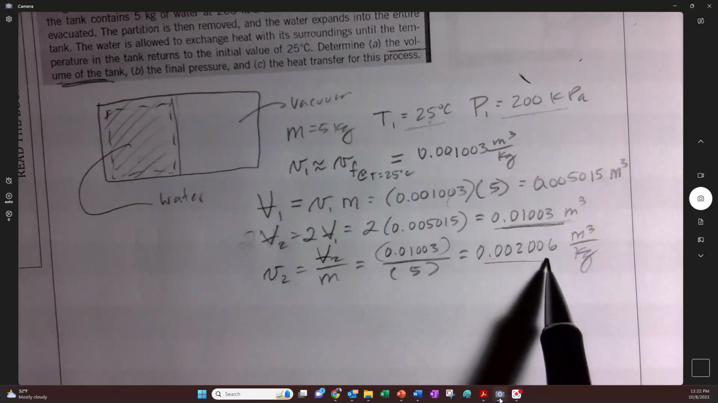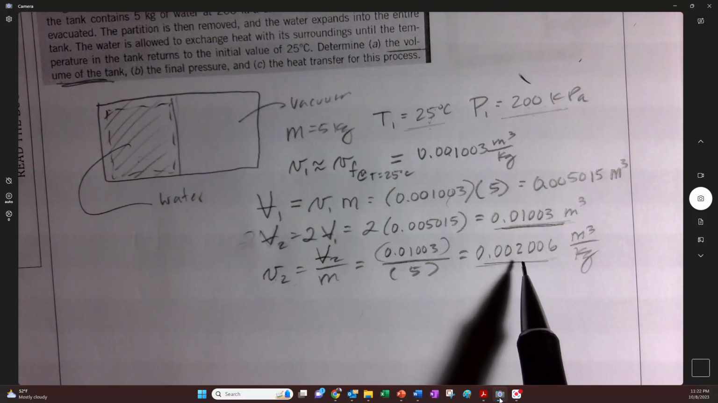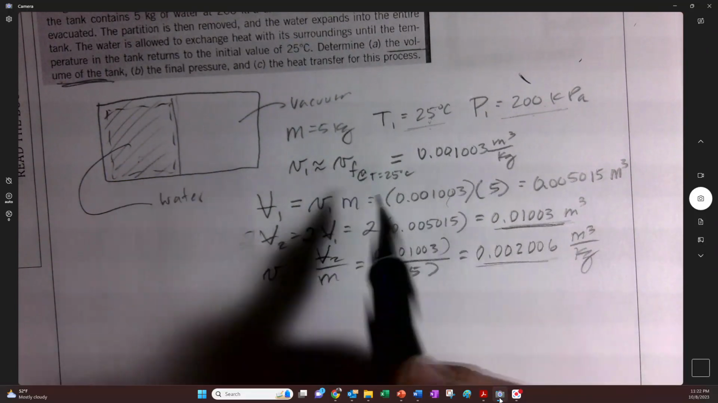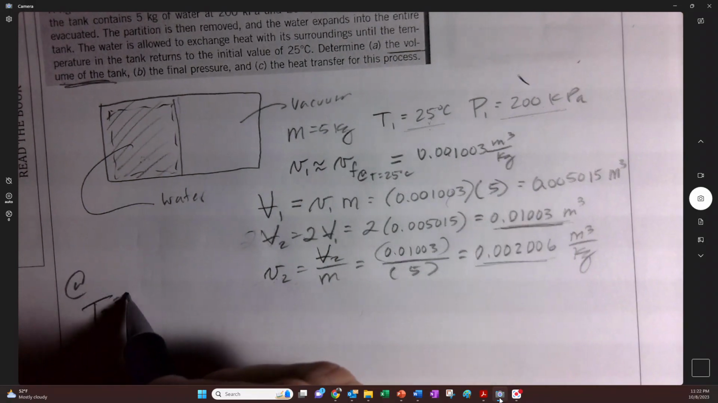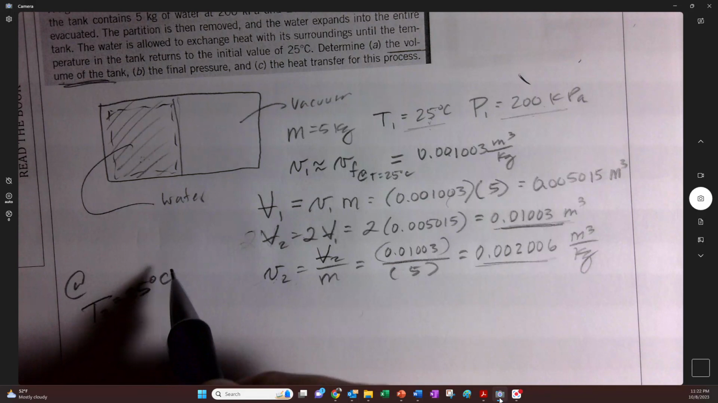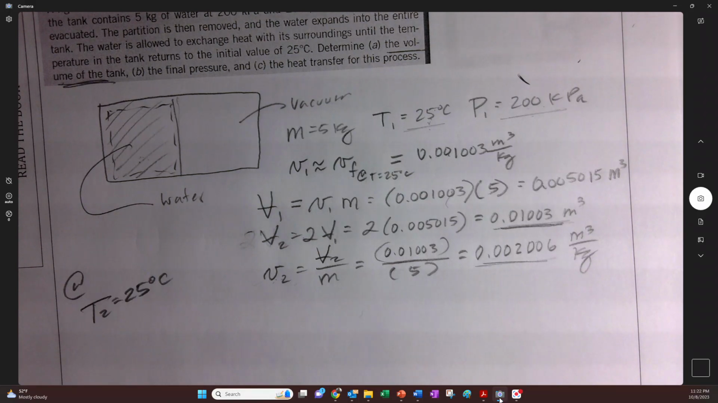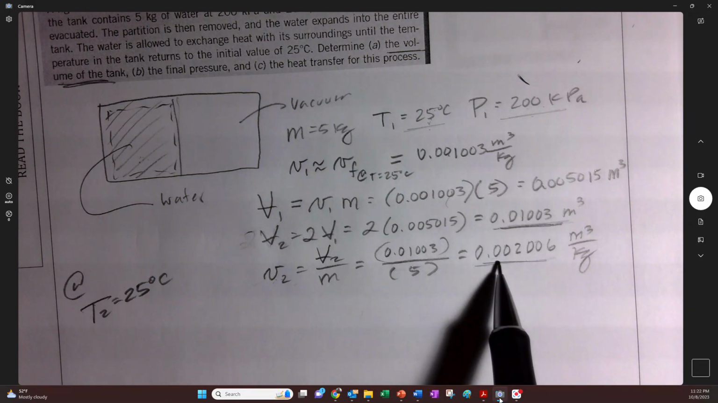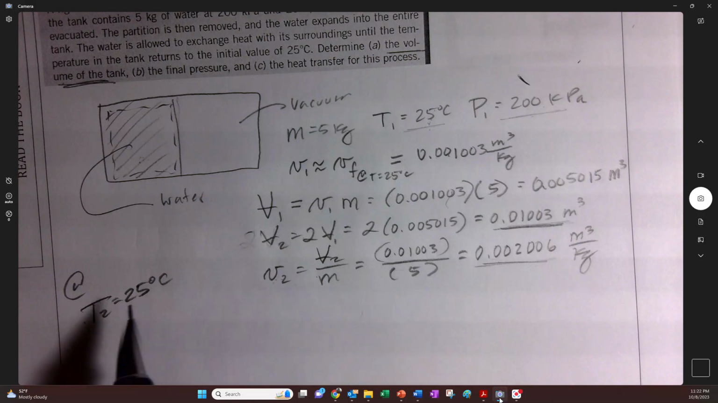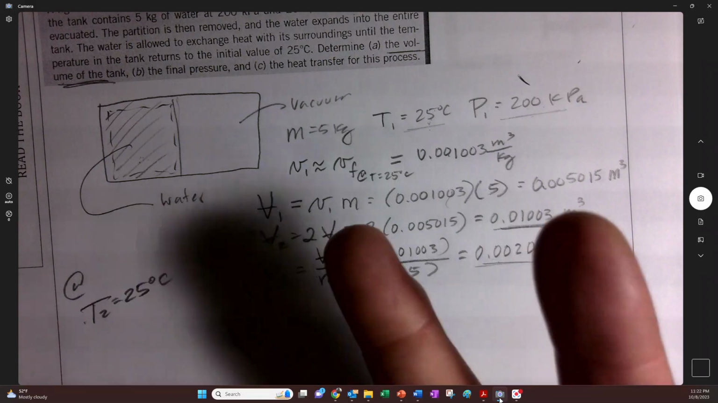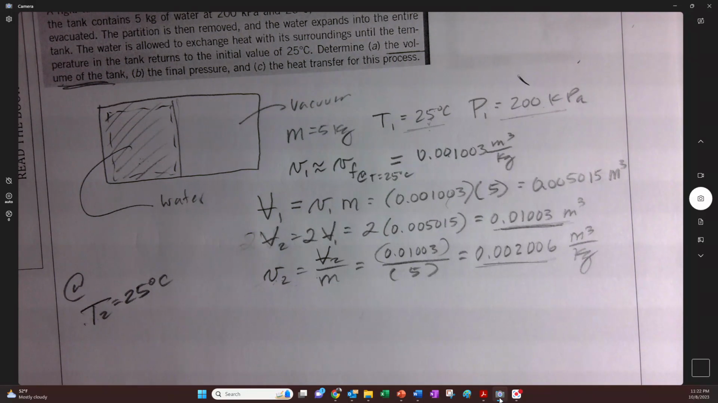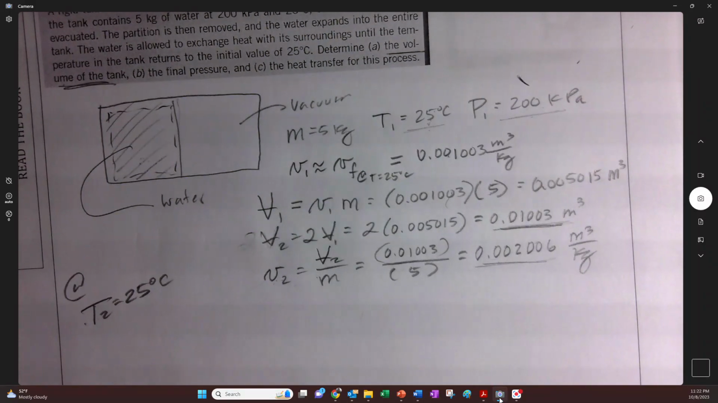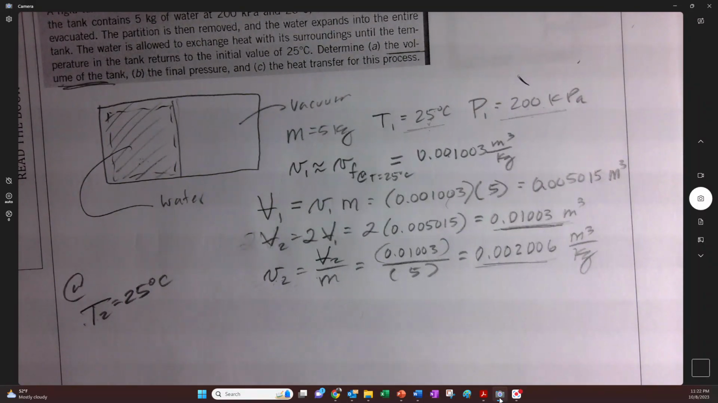if we go up and look at our tables now, we were told that T2 is going to be 25 degrees Celsius again, right? But we have a new specific volume. So we have 2 pieces of state data. Anytime you have 2 parameters of a state, you can find the rest.